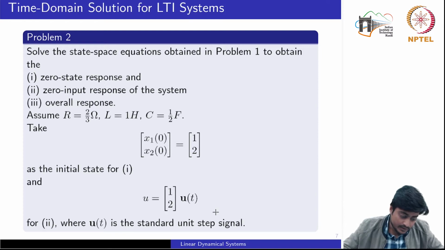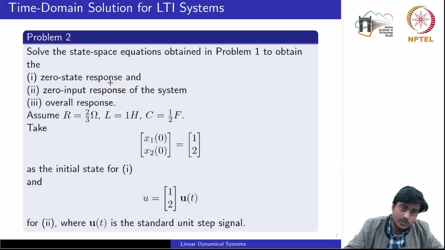So after obtaining the state space representation of the problem 1, now our interest is in computing the time domain solution of the LTI system. For computing the overall solution of the LTI system, we had studied that the overall solution can be represented as a summation of the zero state response and the zero input response. So here we'll compute three different parts individually.